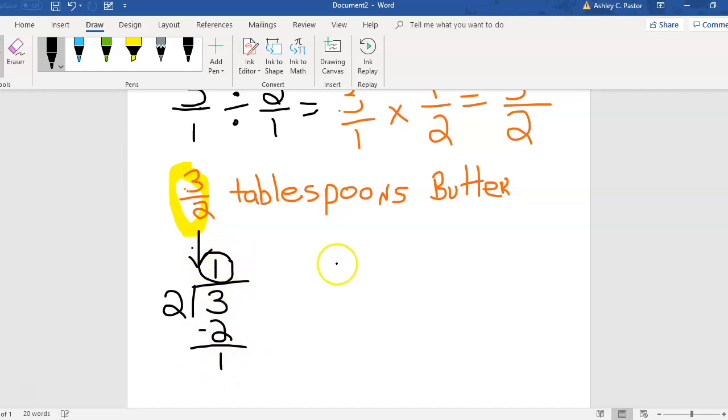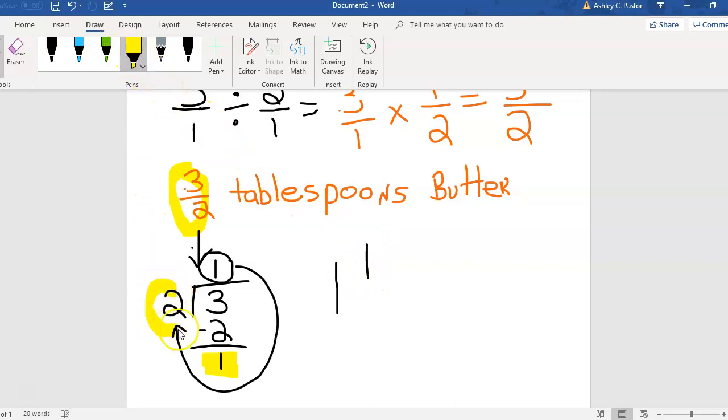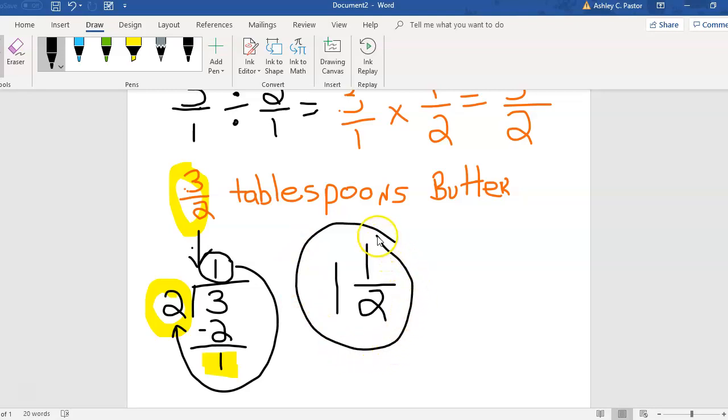So 1 is going to be my mixed number. As I go around this loop, I see that the remainder right here is going to be my numerator, and the final number outside the box is going to be the denominator. So I can actually make this 1 1/2 tablespoons of butter to be a little bit more accurate.